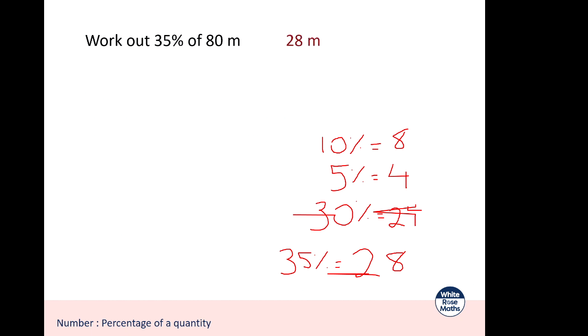If it was a calculator paper, then you could do 0.35 times 80, and it would also give you 28. Because "of" means multiply, and that as a decimal is 0.35. Spot on.